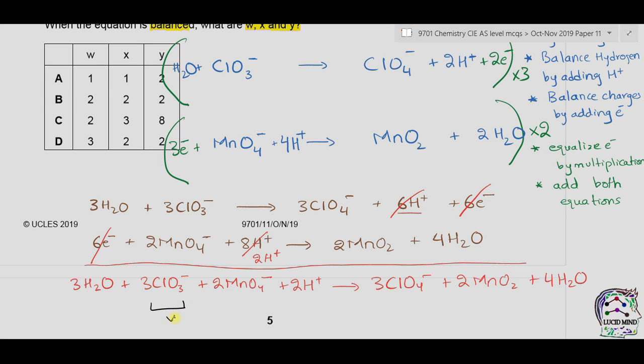ClO3 is given as W, so W is equal to 3. MnO2 negative is given as X, so X is equal to 2. H plus is given as Y, so Y is also equal to 2. The answer is therefore D.